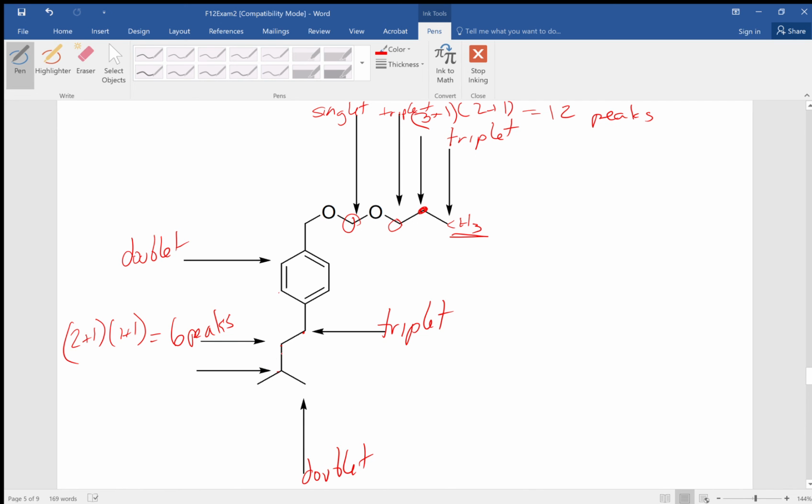And finally, I skipped over this one for a moment because it's the most complicated, but it's adjacent to these two, which gives us 2 + 1. It's also adjacent to these two methyl groups. But are these two methyl groups equivalent to each other? The answer is yes, which means that we can then add those together for 6 + 1, and we get a total of 21 peaks here.